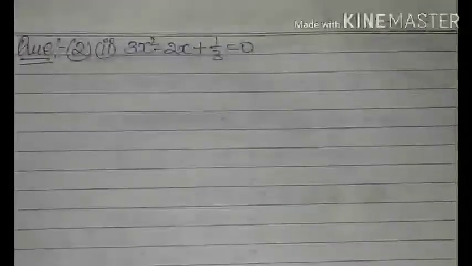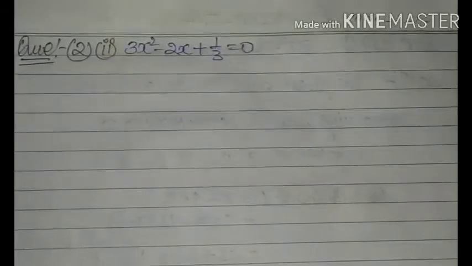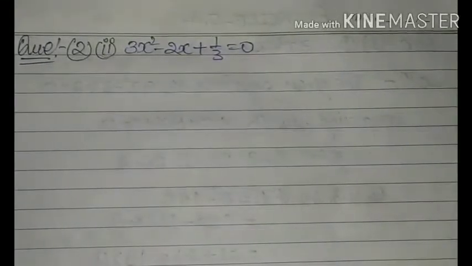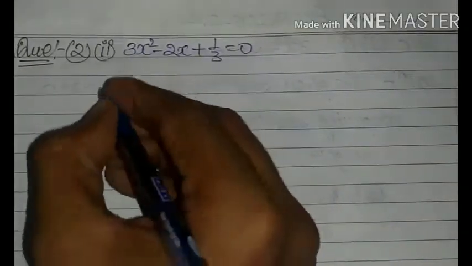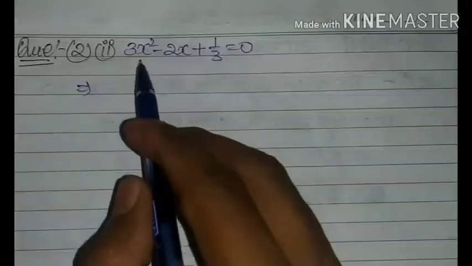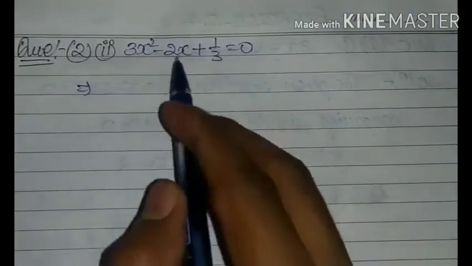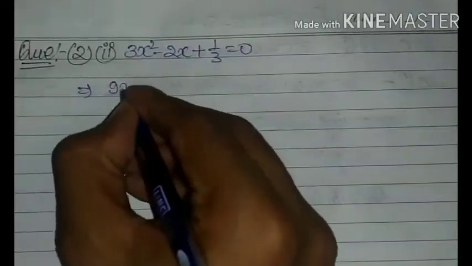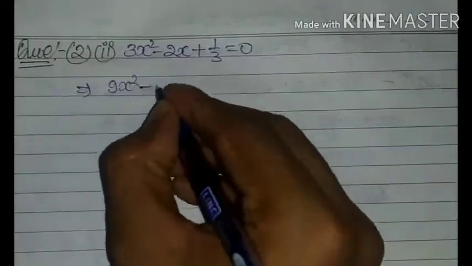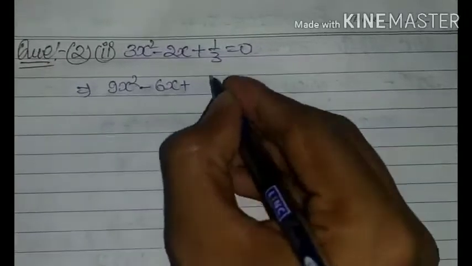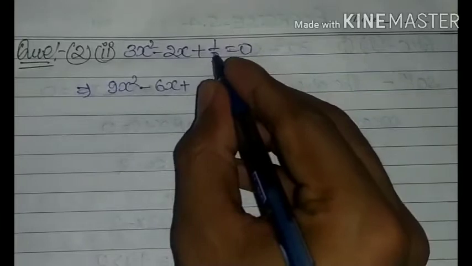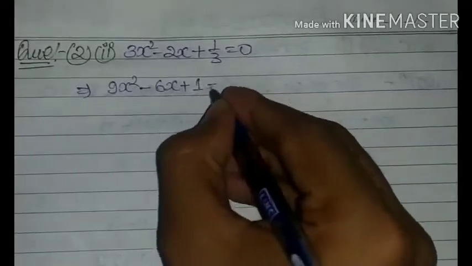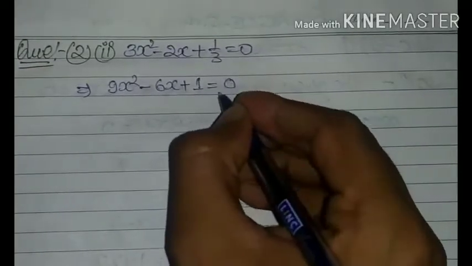Question number second is 3x² + 2x + 3 + 1/3 = 0. First of all, we have to convert it to a standard quadratic equation, so I'm going to multiply by 3 on both sides. Then I'll get 3 times 3 is 9x², minus 3 times 2 is 6x, plus if I multiply 1/3 by 3, it becomes 1, which equals 3 times 0, which is 0.